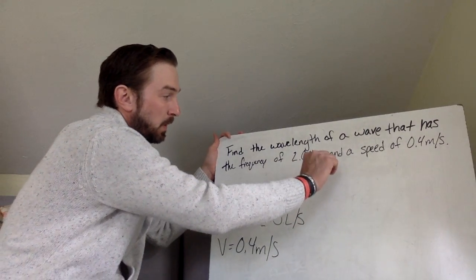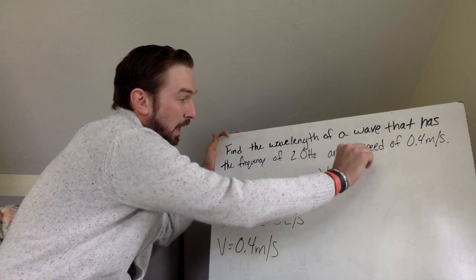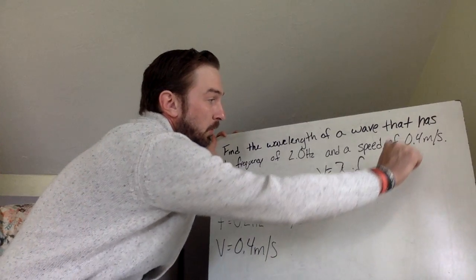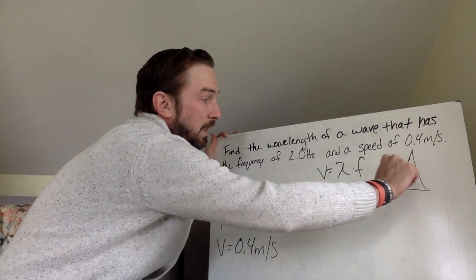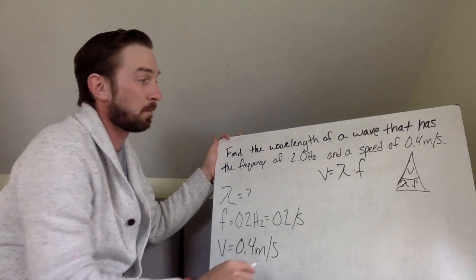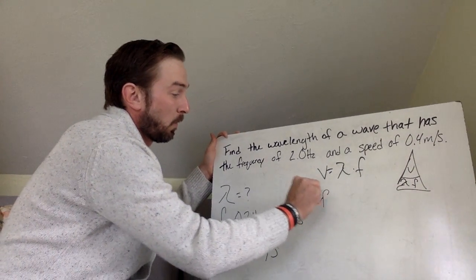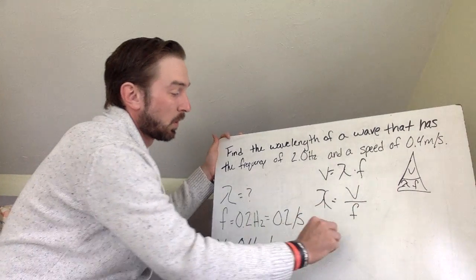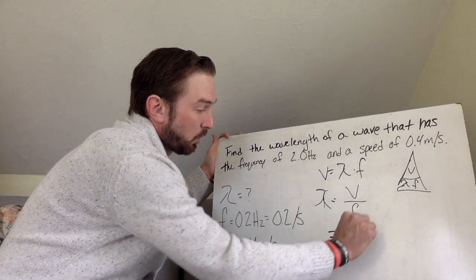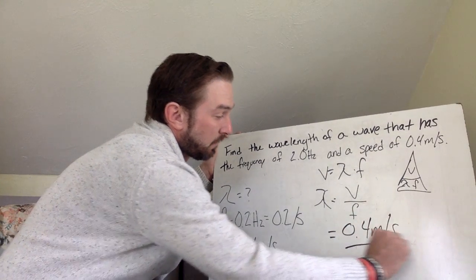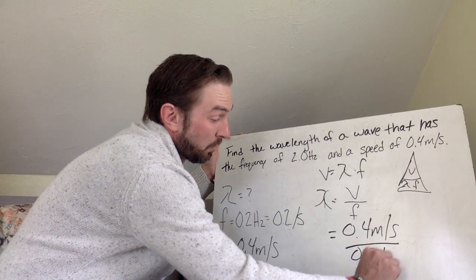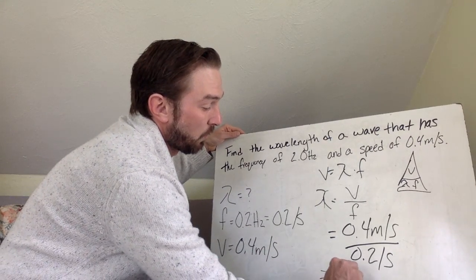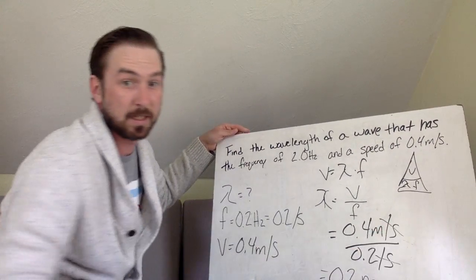So we need to use speed equals wavelength times frequency. If you're using the triangle to rearrange this equation, speed's on top and wavelength and frequency are on the bottom. And so the wavelength would be equal to the speed divided by the frequency. So we're going to plug in our information here: 0.4 meters per second divided by 0.2 per second, or 0.2 hertz, and we will get an answer of 0.2 meters with seconds canceling.